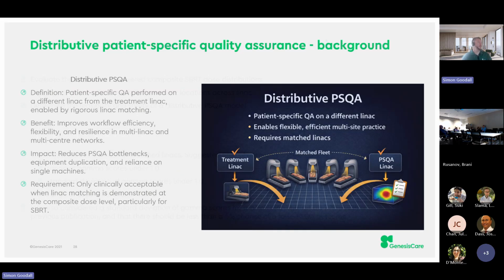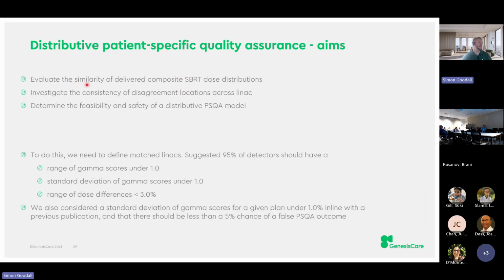So the plan was to evaluate the similarity of some delivered doses across a range of LINACs, determine if any variations in those deliverability are consistent or if they're LINAC specific, and then look at the safety of a distributive QA model like that. If we do it, how likely is it that we measure something on one machine that says it's safe to treat, but then actually the treatment machine would misdeliver the dose?